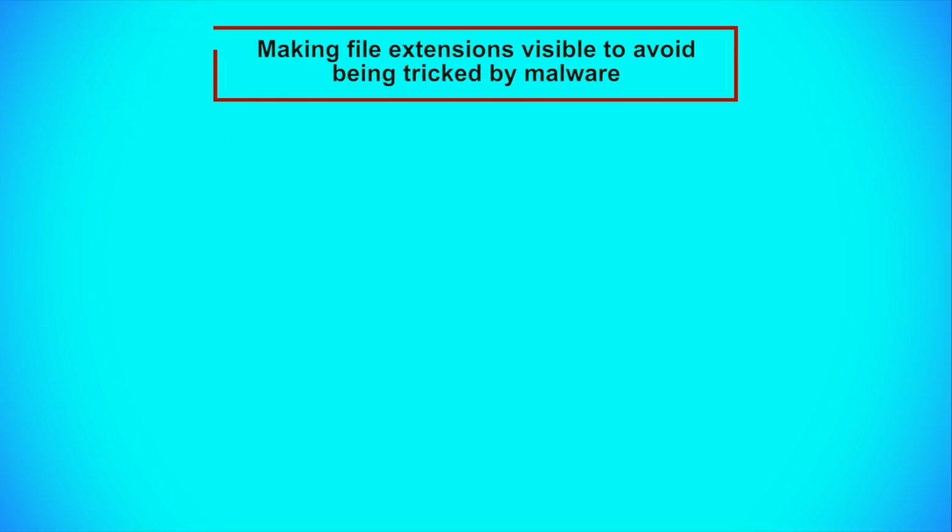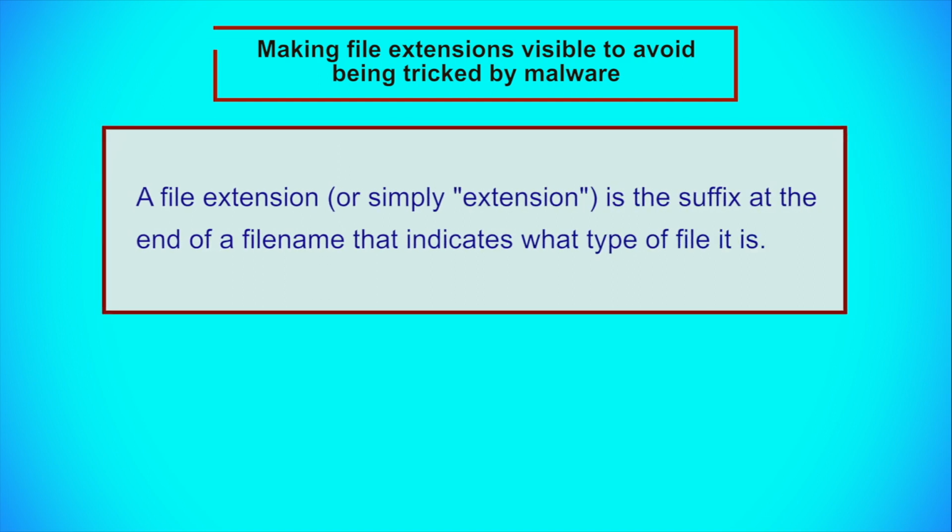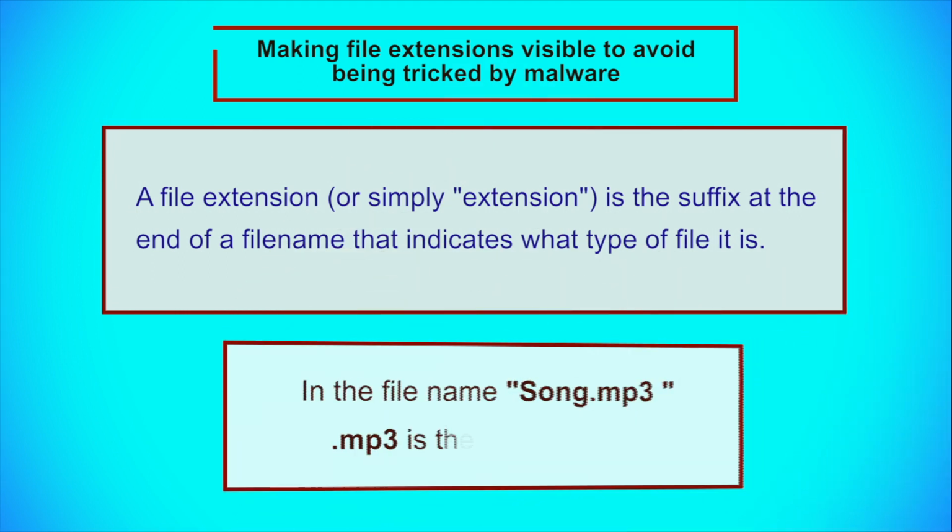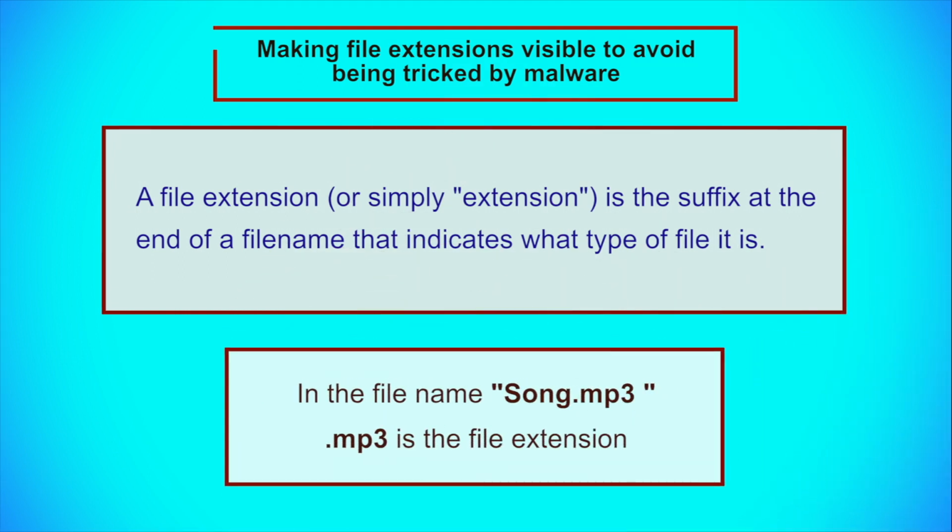Now let us see how to make the file extension visible to avoid being tricked by malware. File extensions are a part of the names of files which tell the operating system which type of file it is and what process or application to use to open it. For instance, for a file song.mp3, the mp3 portion of the name tells the computer that it is an mp3 music file and can be opened by your default music player.